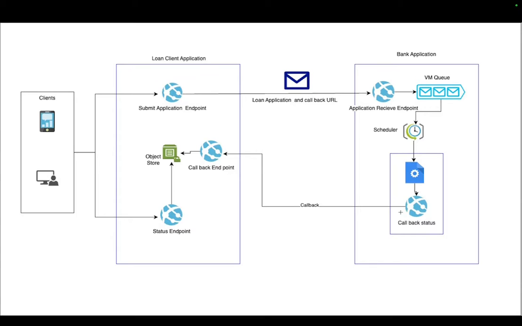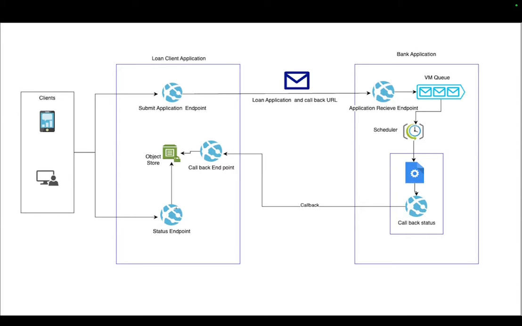Then the bank application will send the response back to the callback endpoint in the loan client application. When we submit the application, a unique application ID gets generated for each application. For that unique application ID, the response is sent back to the callback endpoint. For this client and this application ID, this is the response, and I'm storing that response in an object store with the application ID as the key and the response as the value: whether the client is eligible for the loan or not, all of that.